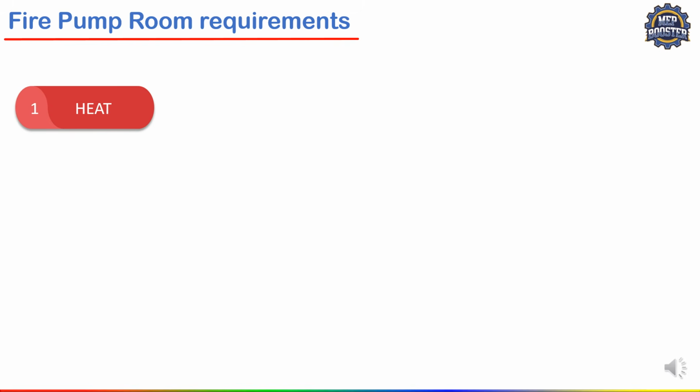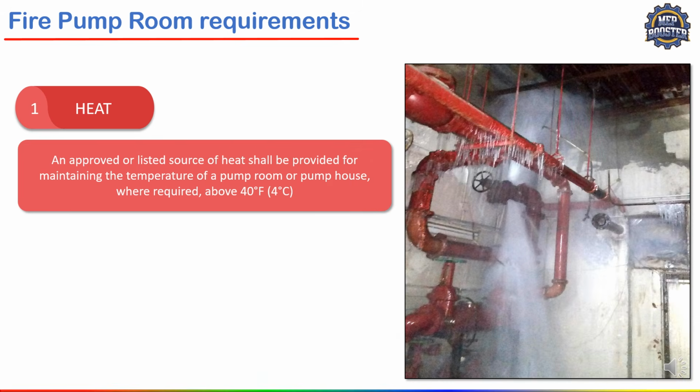Here an approved or listed source of heat shall be provided for maintaining the temperature of a pump room or pump house where required above 40 degrees Celsius. So remember, maintain a stable temperature within the pump room to protect equipment from overheating or freezing. In colder climate, provide heating to prevent water in the pump system from freezing and to ensure proper operation of the pump and motor. So here electric heaters or heating system should be installed as needed.